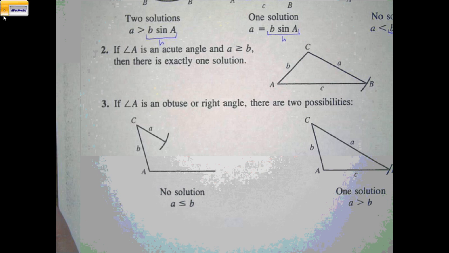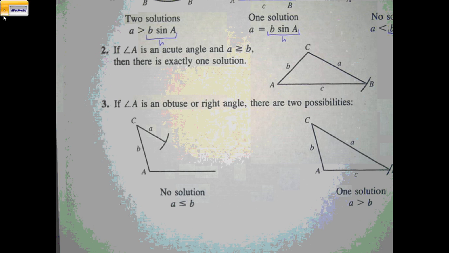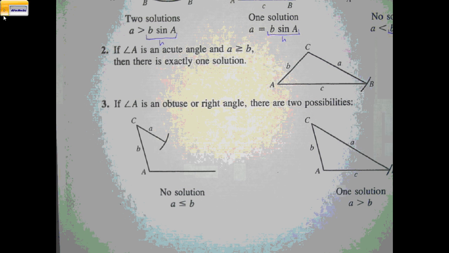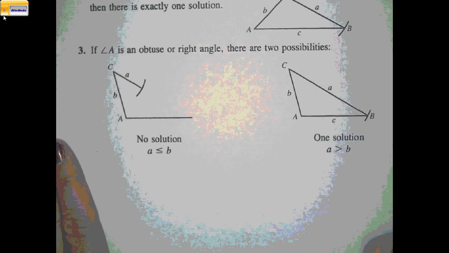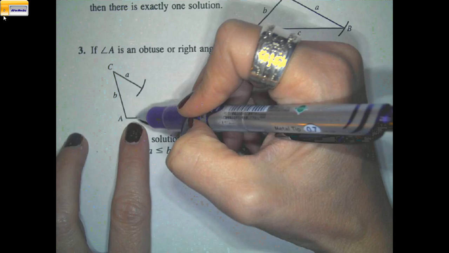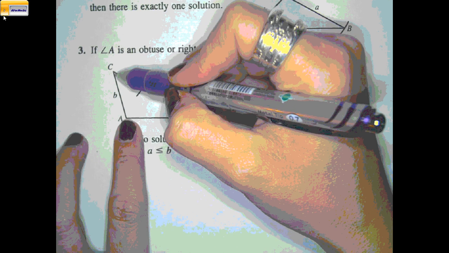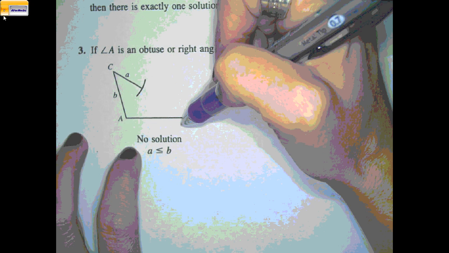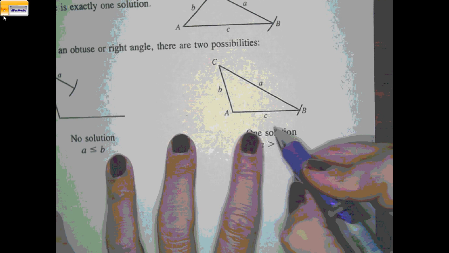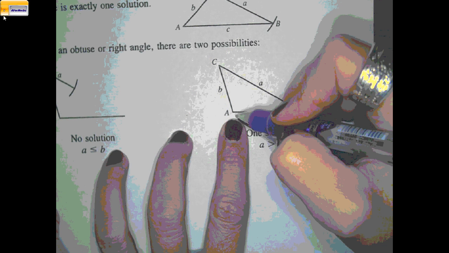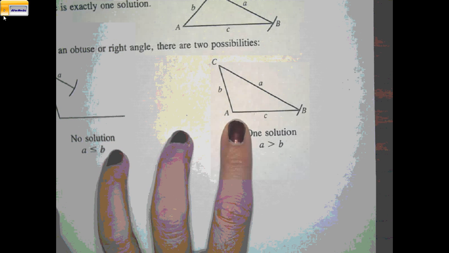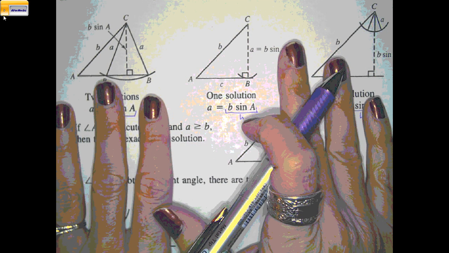But here's what happens if A is obtuse, or if it's a right triangle. There are two possibilities. There might be no solution, or there might be one solution. If they give you this angle and it's obtuse, and you've got this side, and they tell you A is shorter, well, this is never going to reach all the way down there, no matter where you swing it. So there's no solution for that. We'd have one solution, of course, if this third side was longer than B. And that's only when A is obtuse. So bear with me. Hang on to this and use it as a reference sheet. Here are some examples we're going to do together.